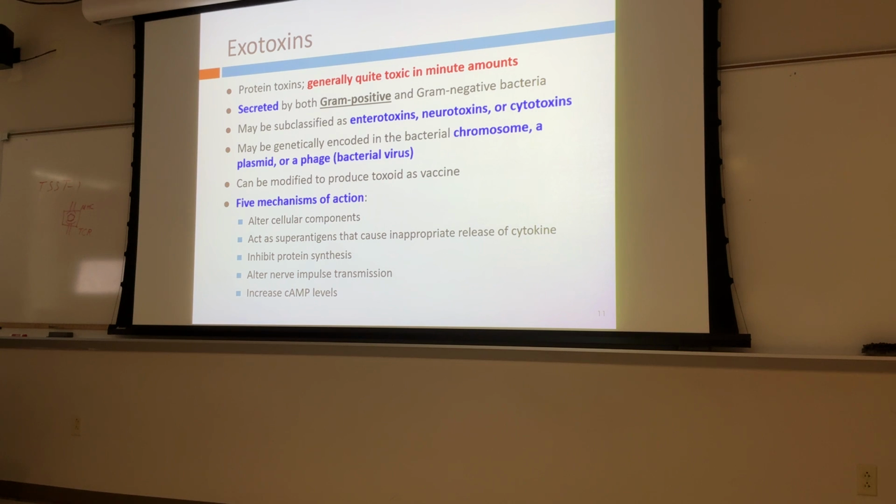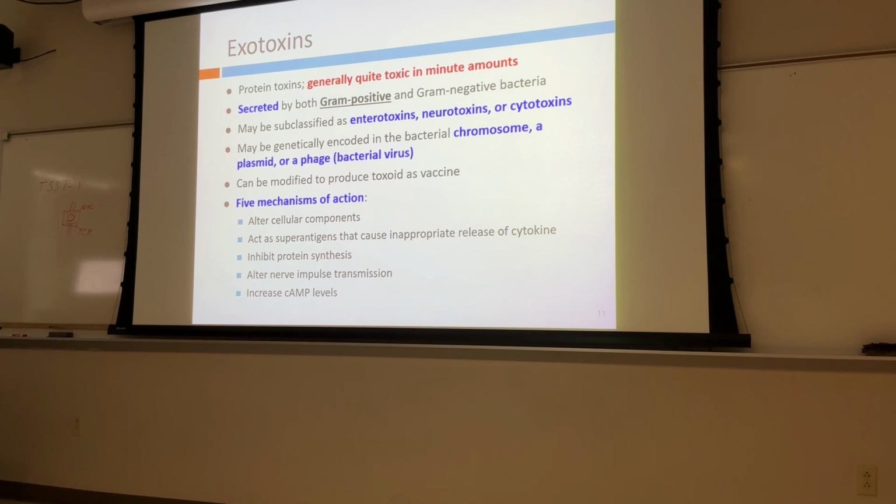Exotoxins. One of the differences between exotoxins and endotoxins, besides endotoxins being part of the cell wall and exotoxins being secreted, is that exotoxins are going to be toxic in a tiny amount. Endotoxins you need a lot of. So you're not going to need a lot of the exotoxin to actually cause the effects.